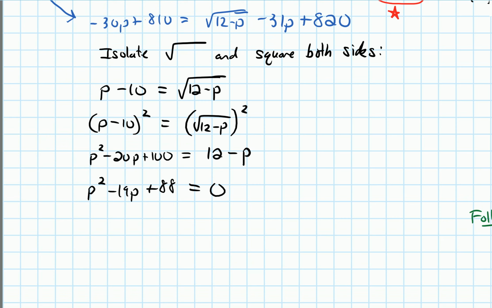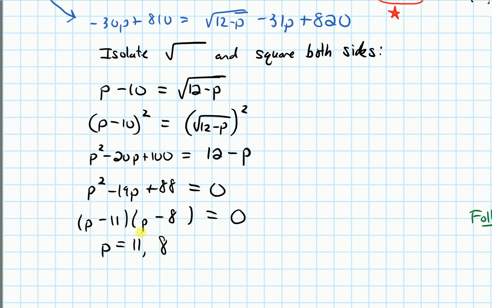Okay, so we got a quadratic. Typically at this point I try to factor it, and if it doesn't factor, that's usually where I would personally go to the quadratic formula. So I'm going to try to factor it first, because if it does factor, that's usually quicker than going the quadratic formula route. So this factors as (p minus something)(p minus something), and I need two numbers that multiply to 88 that add up to negative 19. And it turns out what works is negative 11 and minus 8. So we get p equals 11 and 8.